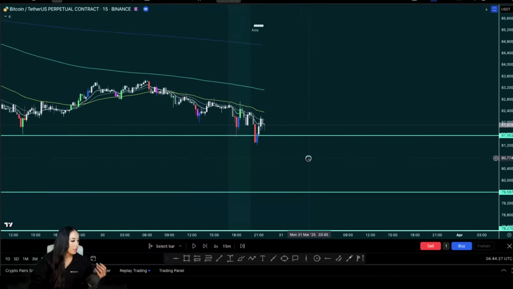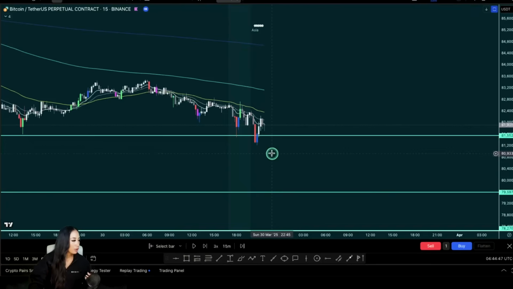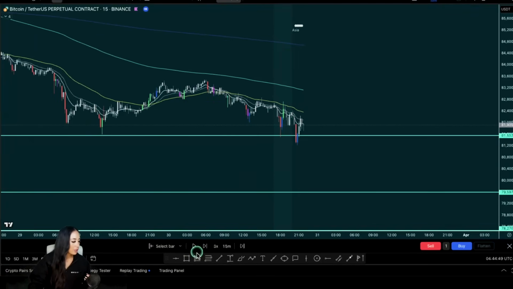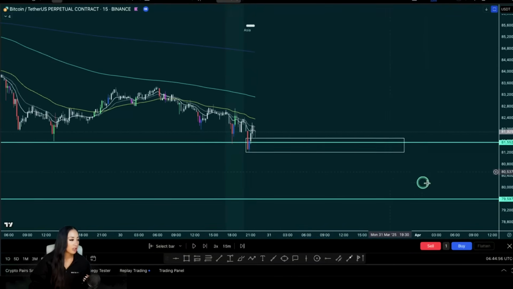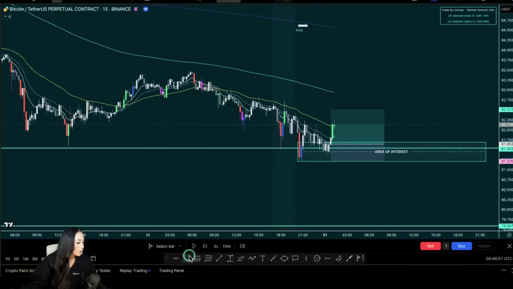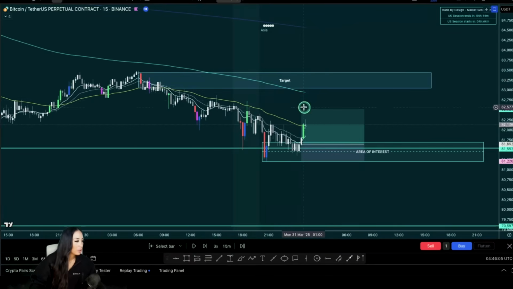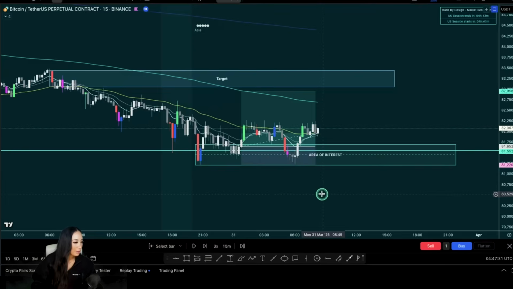The first thing I can see here is we have held this support area. So I'm going to mark out this unrecovered vector candle. That's going to be my area of interest to watch and see if we can create a higher low. We're looking for bullish candles. This would have been the entry. My target is going to be the next unrecovered vector candle. However, I have to pay attention to the 200 EMA. Let's play this one forward.